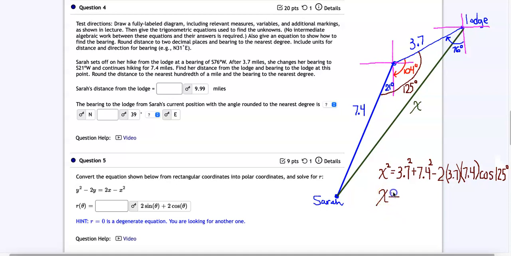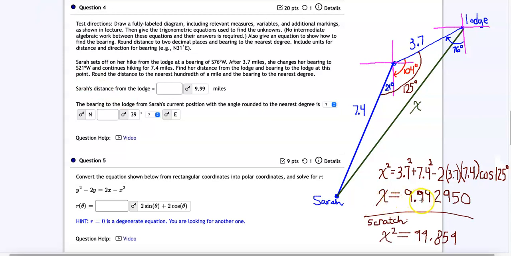And what is x? x is 9.99 if you round to 2 digits right here. Now, if you ended up with 99.859, that's because that's x squared. From x squared, you then need to take the square root of both sides. This is considered scratch work, though, so I just included these lines of work for the test. So these are the ones for the test.